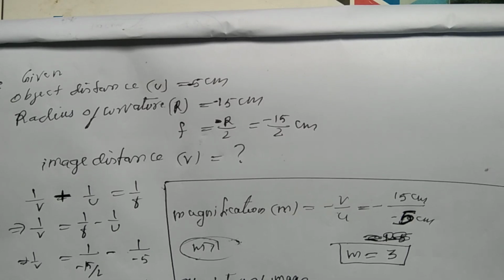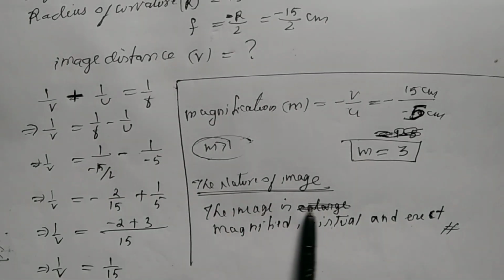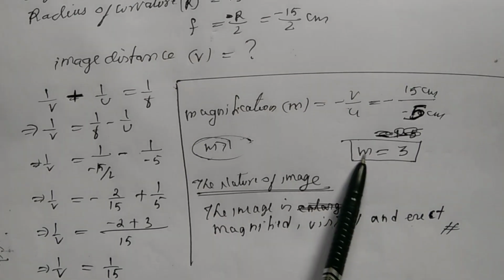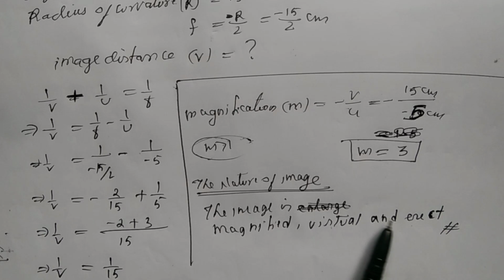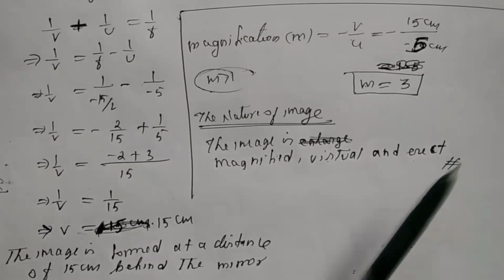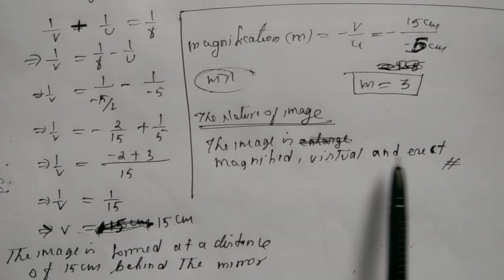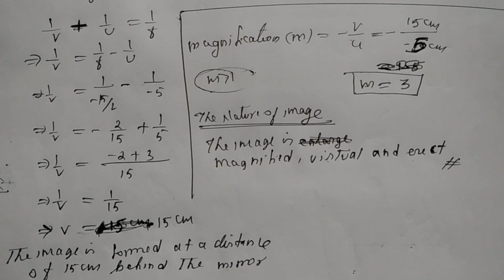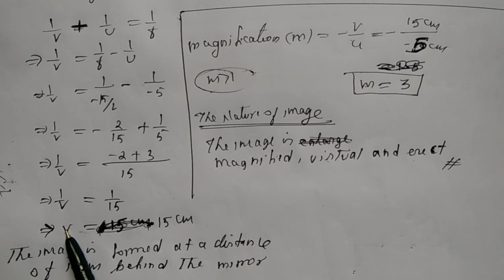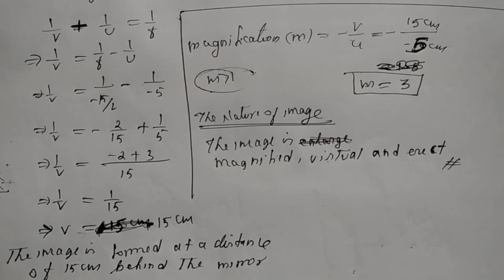So now the nature of the image will be what? The image is magnified. Here m is greater than 1 means it is magnified, virtual and erect. How is it virtual and erect? Now look at here. If v is positive, then it is always virtual and erect. So virtual and erect, from where we have to find out? From the position of the image, right? So if the image distance is positive, we can easily write the image is virtual and erect. And if it is negative, then directly you can write real and inverted.